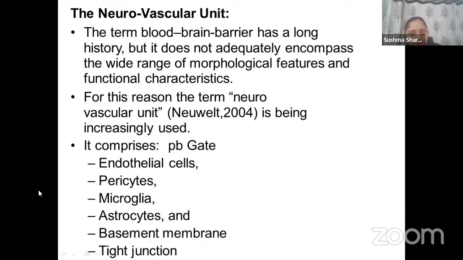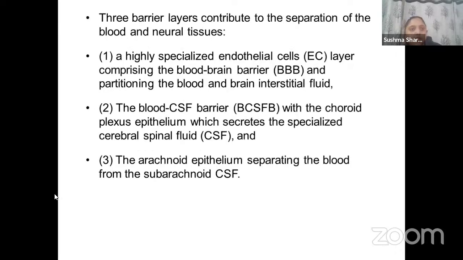Okay. Now the blood-brain barrier comprises endothelial cells, pericytes, microglia, astrocytes, basement membranes, and tight junctions. Underline this word tight junctions, guys, because that is very, very important. Also, it comprises all these cells, which you will study in physiology. Correct? What are astrocytes? What are glial cells? These are all the cells that nourish the neurons. Correct? Three barrier layers contribute to the separation of the blood and the neural tissues.